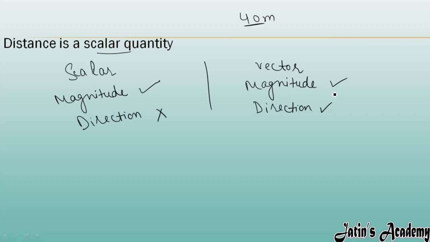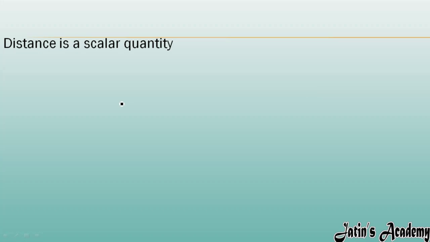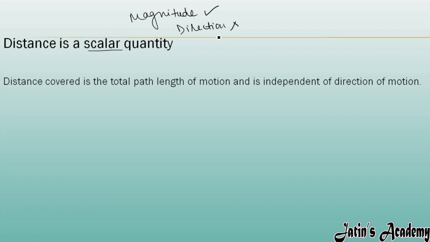Now, distance is a scalar quantity. Distance is a scalar quantity means in distance, we will only take care of magnitude. We will not see the direction in which that boy moved; that is not our problem. So we will see only magnitude. Distance covered is the total path length of motion and is independent of direction of motion. So distance will not take care of the direction. Distance will only take care of the magnitude.